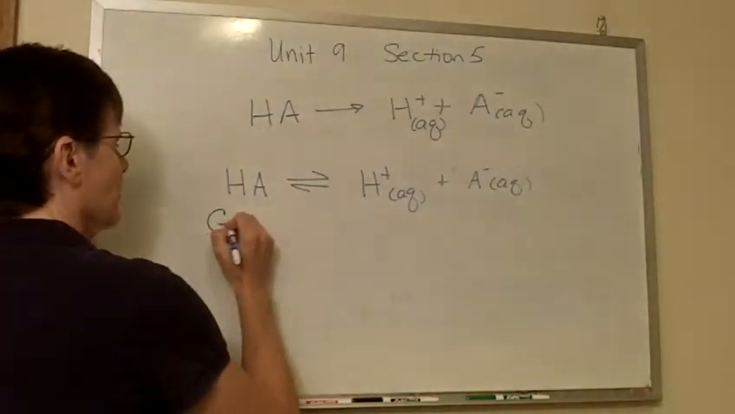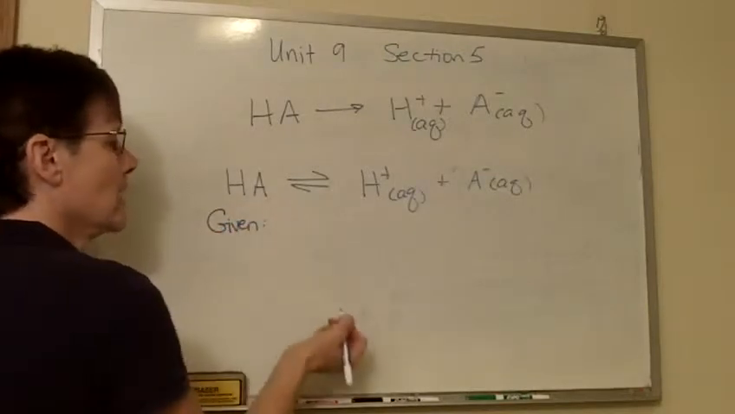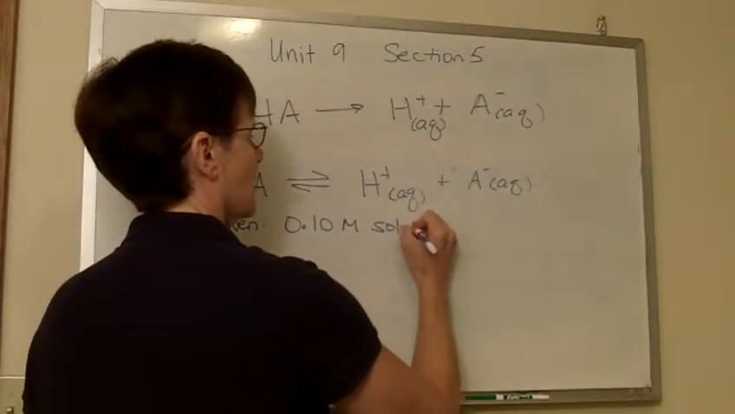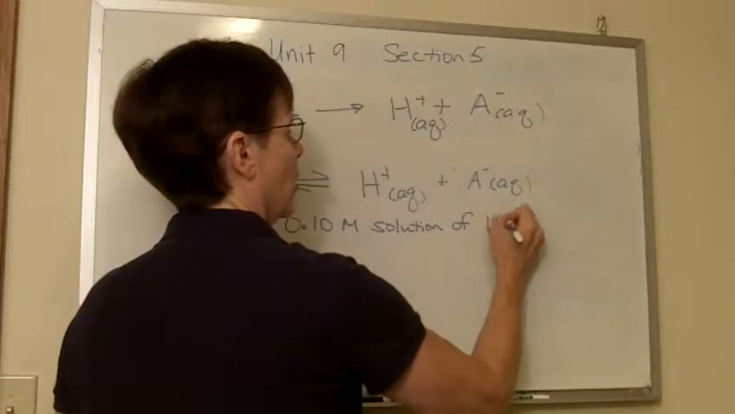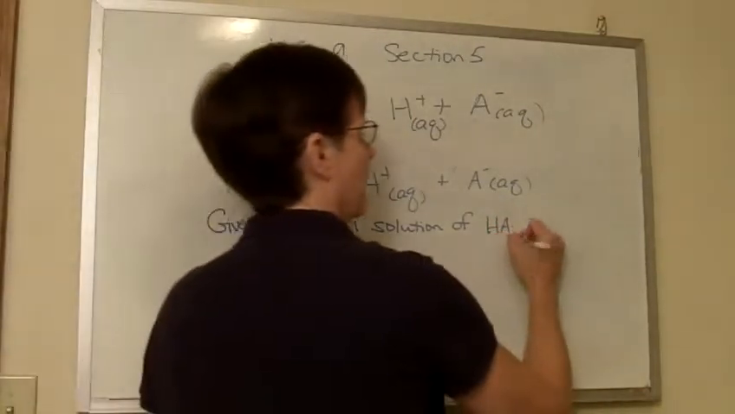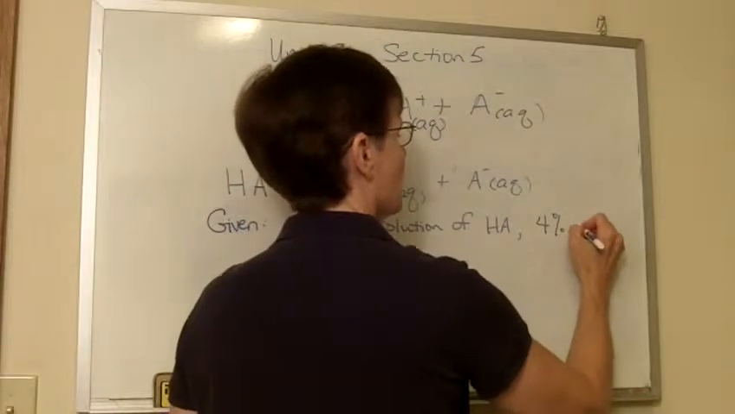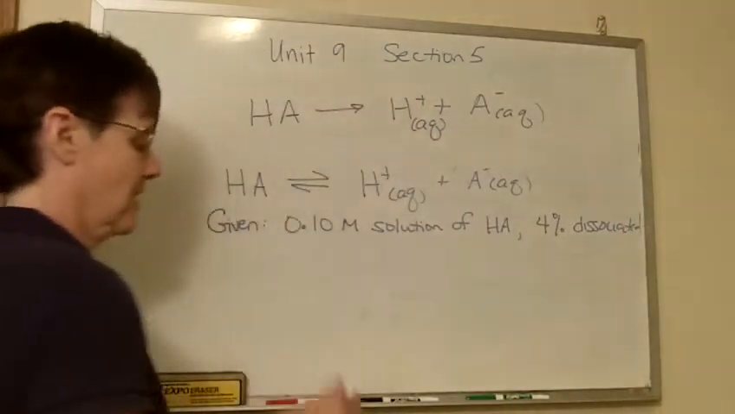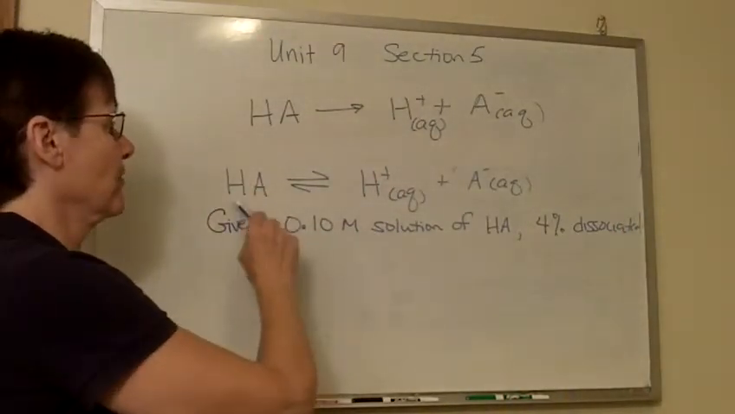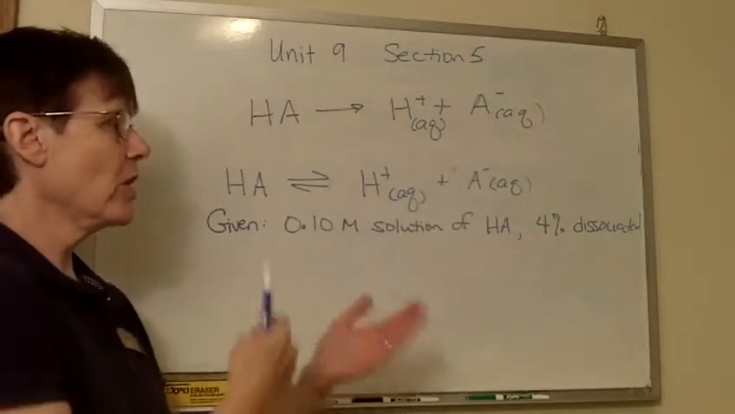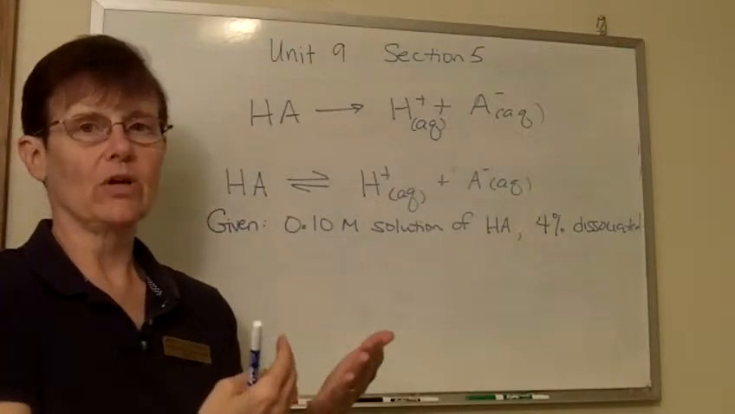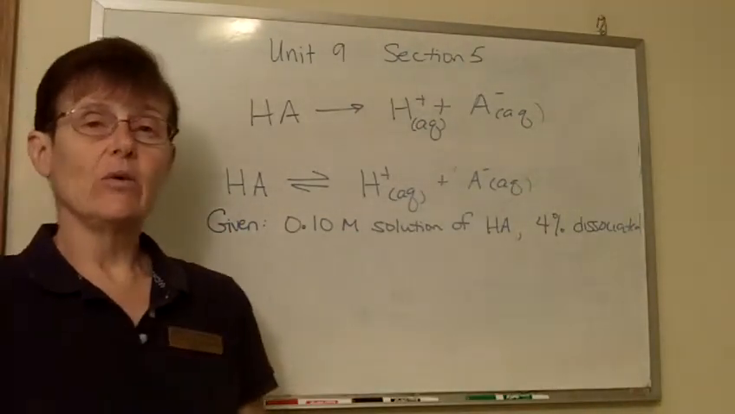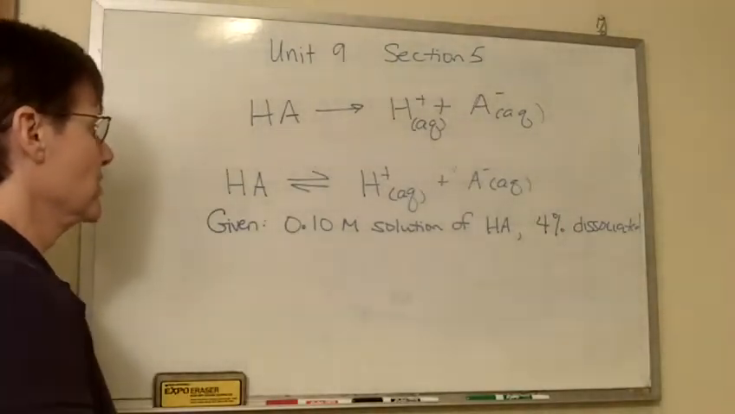So let's say that you are given that we're going to make a 0.10 molar solution of our weak acid HA, and that this particular acid is always 4.4% dissociated. In other words, at any particular time, 4% of this will be in this form. And those molecules will keep going back and forth, so it's not the same molecules all the time, but on average, this is the amount of dissociation we have. So given that you're already familiar with percents, you can do this fairly easily.